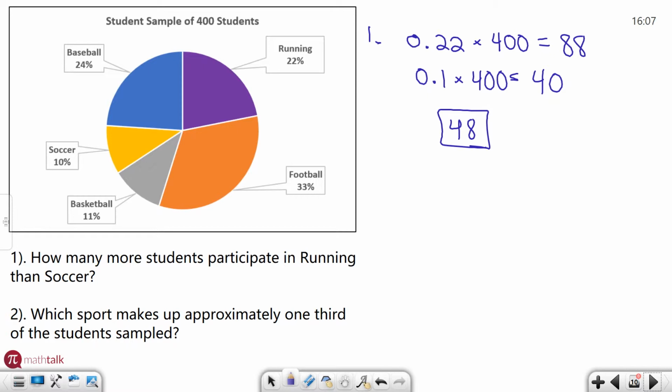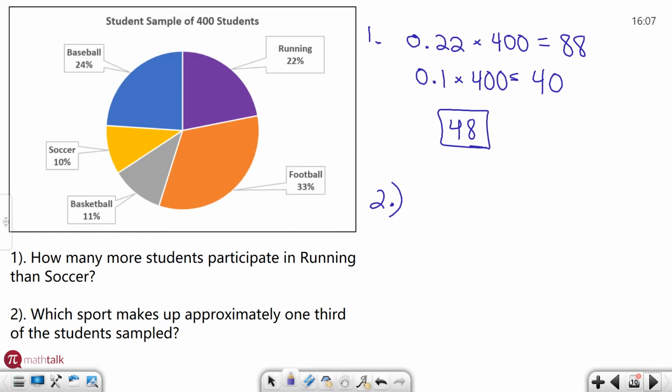Another trick you could have done, what would have worked, is you could basically figure out the difference in percentage. It's 12%. And then take 12% of 400. That's going to get you your same number. So a couple ways you can approach it. Let's look at number 2.